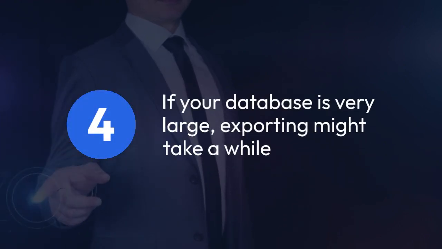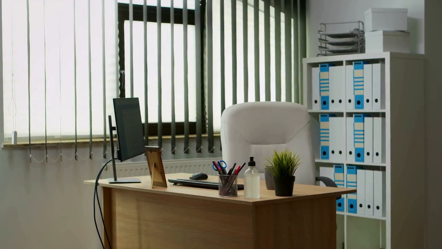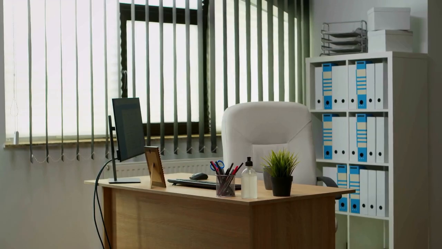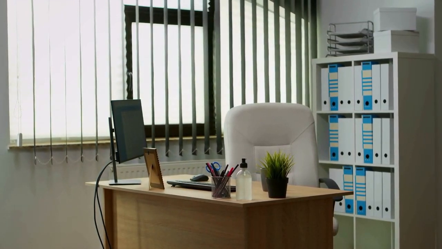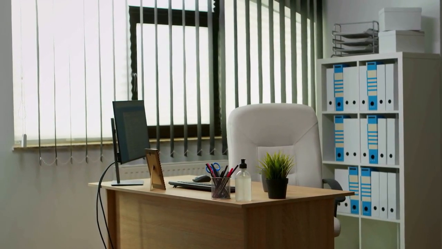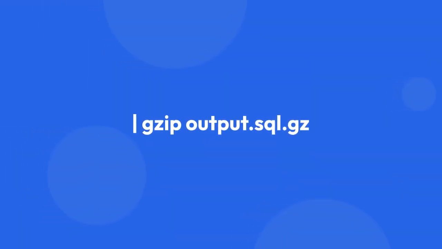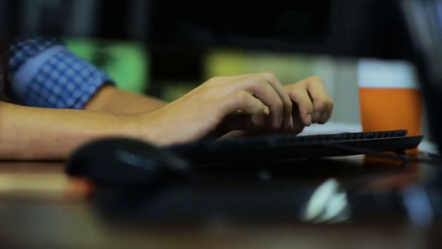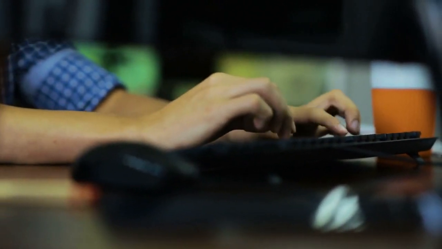4. If your database is very large, exporting might take a while. For even more control and flexibility, consider using pg_dump in combination with other Unix tools like gzip to compress the resulting SQL file, making it smaller and easier to handle. You can do this by adding | gzip > output.sql.gz to the end of your pg_dump command. This pipes the output to gzip to compress it and save it to output.sql.gz.